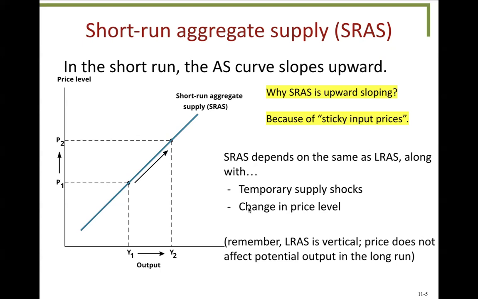And if you remember, this does not affect the long run because the long run is vertical. Price does not affect potential output. And temporary supply shocks are temporary, so they do not last to go into the long run where everything is variable. So this looks like your casual, usual upward sloping supply curve, where the further you go, price rises and matches with an increased output.